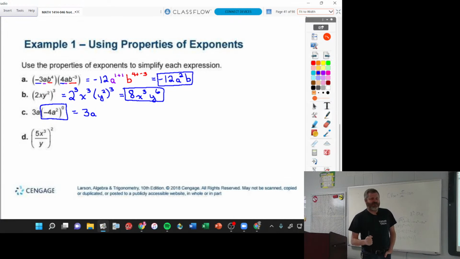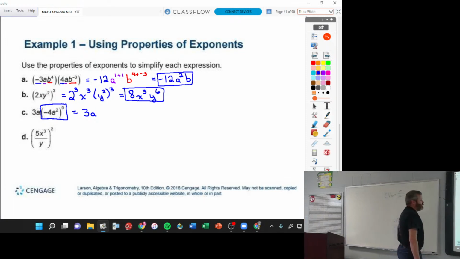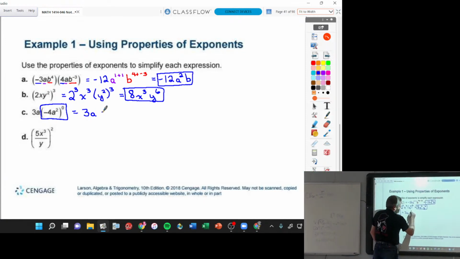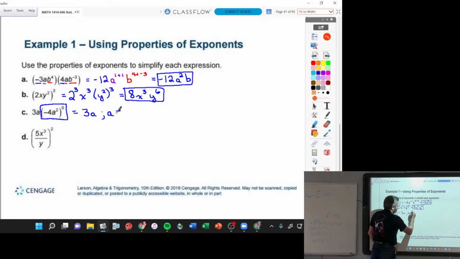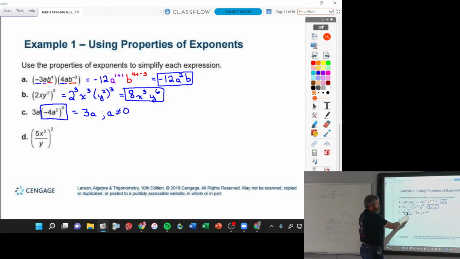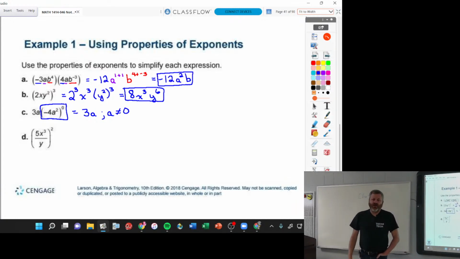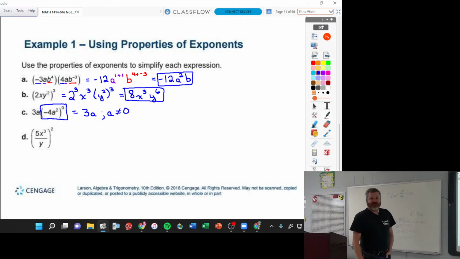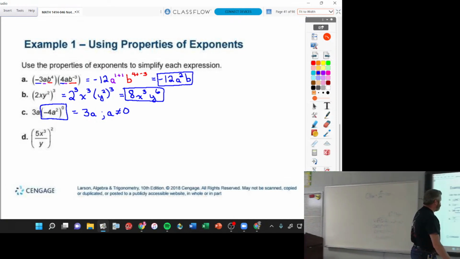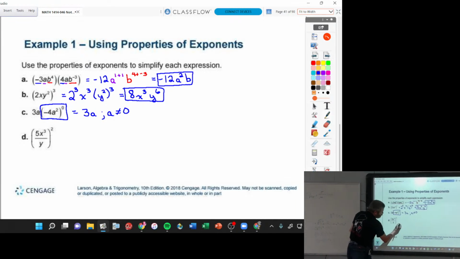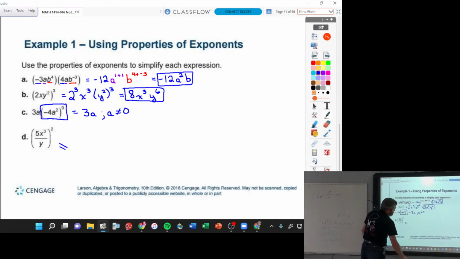I must make sure that I account for the fact that the value of 4a squared cannot be 0, because I cannot raise 0 to the 0 power. 0 squared is 0, and 0 times negative 4 would be 0, and 0 to the 0 power is undefined. So I must make the statement that the correct answer for C would be 3a, as long as a is not equal to 0. Okay, part D. I'll kind of bring it down a little bit when I write that one out.